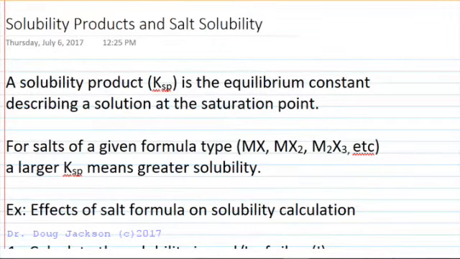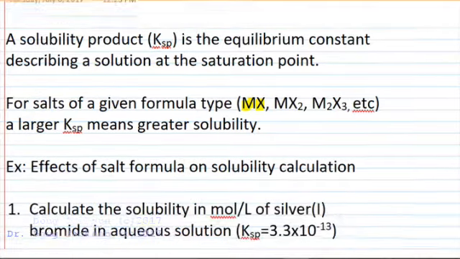A solubility product is the equilibrium constant describing a solution at the saturation point of a salt. So for salts with a given formula type, such as the metal that I've represented here with capital M and its counter ion X, if they have the same one, then a larger KSP means greater solubility. But if they have different ones, it affects the form of the equilibrium constant, so you have to follow through a calculation of solubility in order to determine which salt is more soluble and to get the final solubility. So let's look at a couple of examples here.